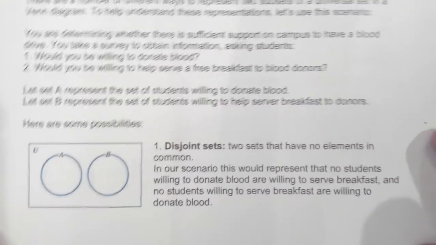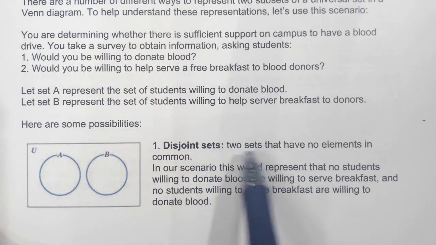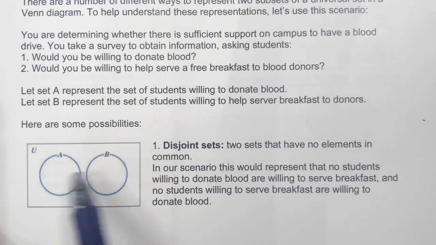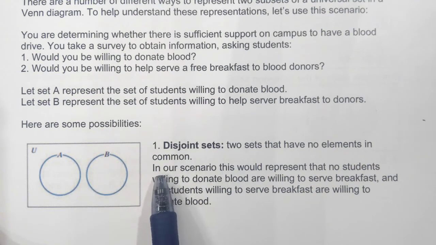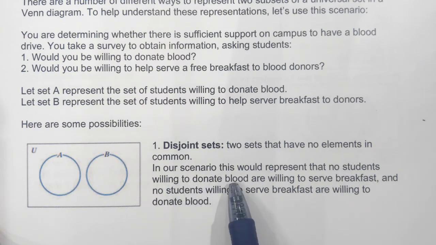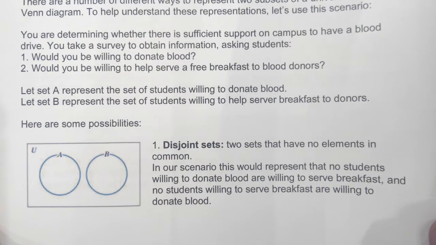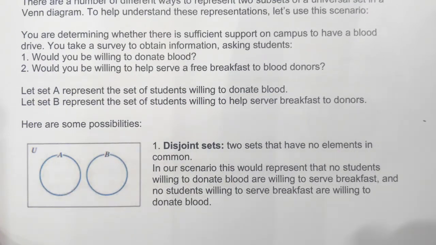Okay, so here are some possibilities. 1, you could have what's called disjoint sets. That's 2 sets that have no elements in common. It would look like this: no overlap of the circles. So in that scenario, this would mean that no students willing to donate blood are willing to serve breakfast, and no students who are willing to serve breakfast are also willing to donate blood. So that's called a disjoint set. There's nothing in common in set A and B.